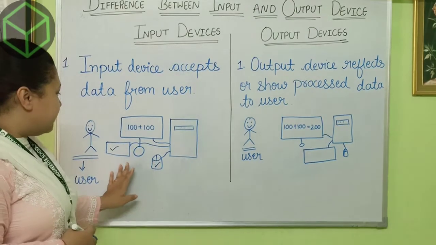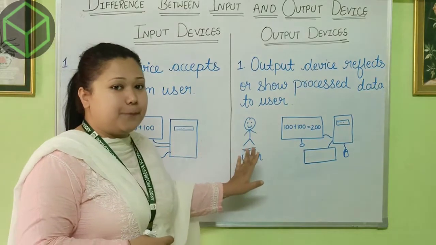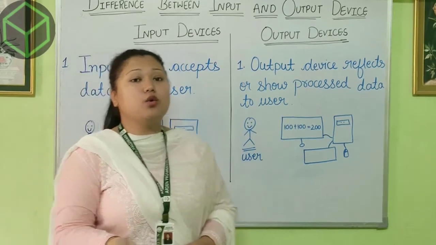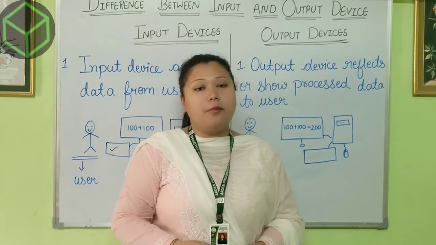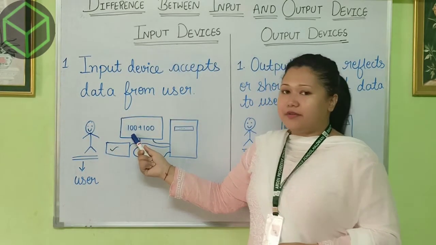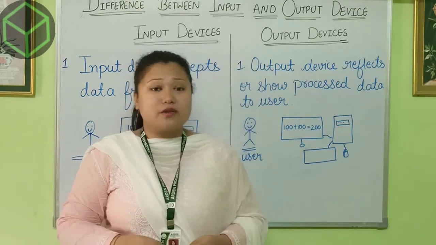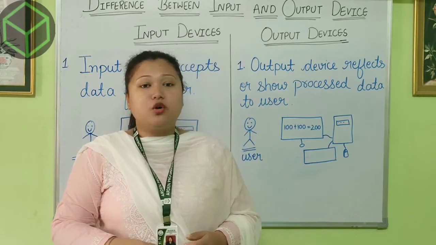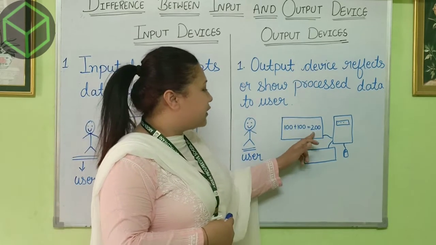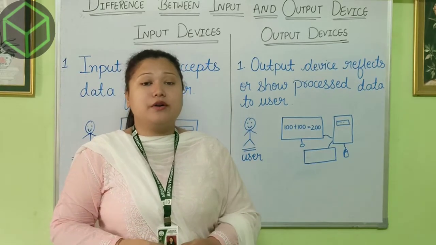Now here you can see input device helps us to give data to the computer system. Now here output device helps us to reflect or to get the result from the computer system. Now here the user has given the problem 100 plus 100, with the help of a processing device. You all know what is a processing device? CPU. CPU processes the data, CPU processes the raw information, and after that gives 200. Now what is 200? 200 is an output, 200 is a result.